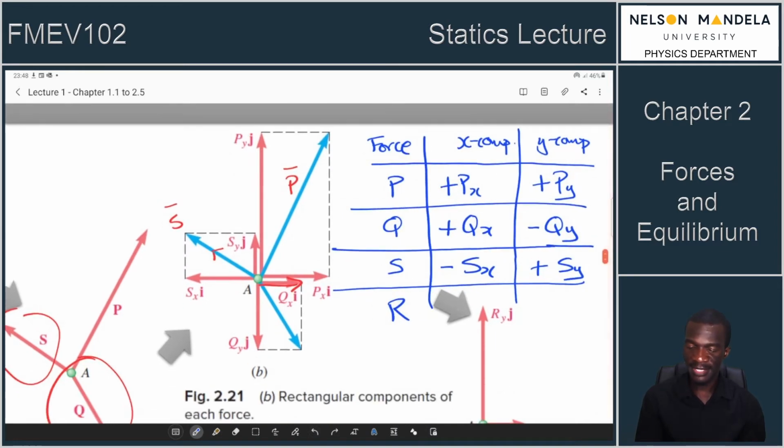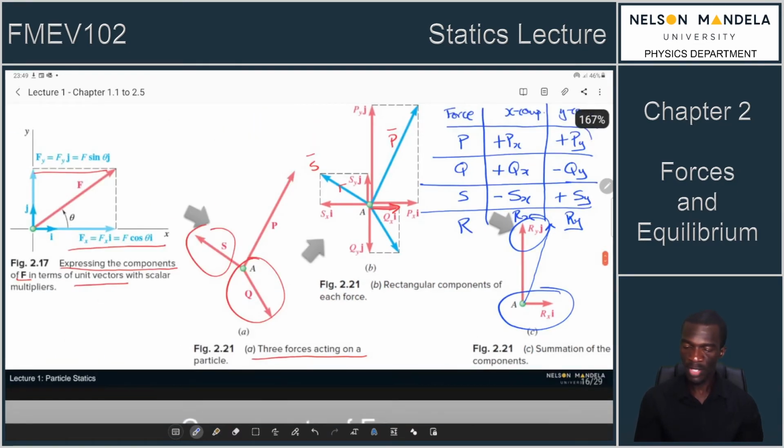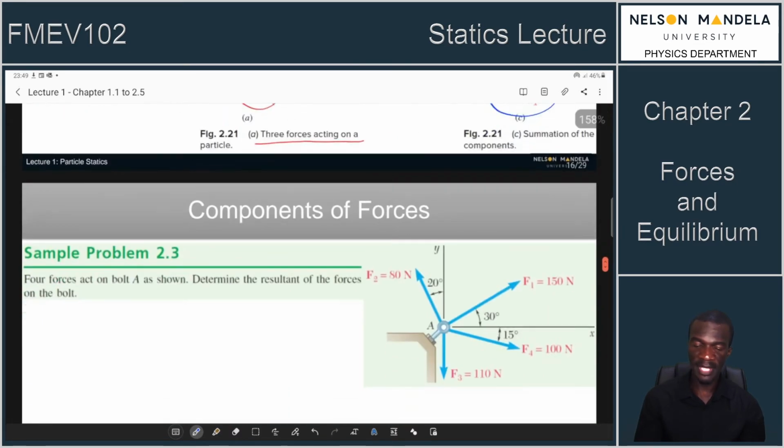This implies then that your Rx is now a sum of those three X direction forces: Px plus Qx minus Sx. Then your Ry is a sum of those forces: Py minus Qy plus Sy. Then you can plot your resultant force acting on A in the X, resultant force acting on A in the Y, and the actual resultant force. Right, in actual fact, it will look something like this, right? So it should reach to the tip of both vectors. Okay. So those are just principles of summing up the components.